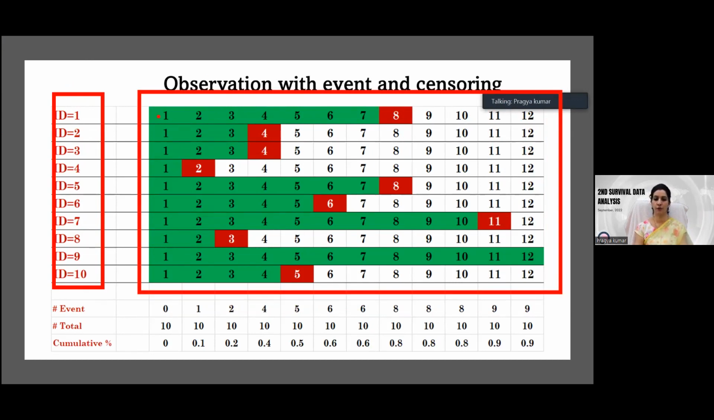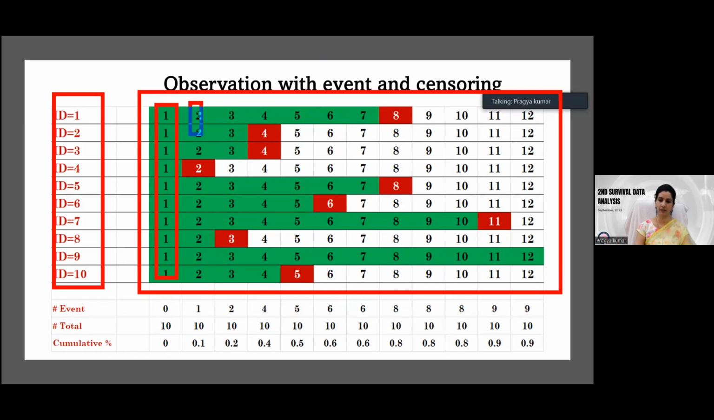Now if you focus on this first individual, the event happened at the 8th month. So we have started with this event. This is for the first month. On the first month, there is no event. This is the data for all 10 individuals. You can see that on the first month, there is 0 event and the total case is 10. So for cumulative percentage, what we'll do is 0 by 10. So it will be 0%.